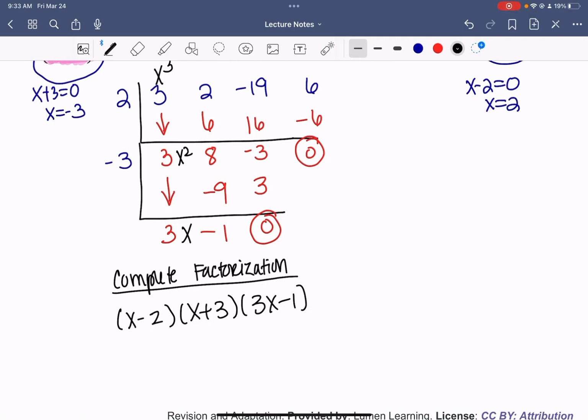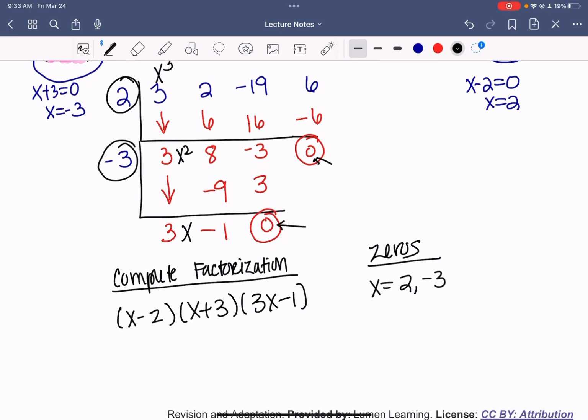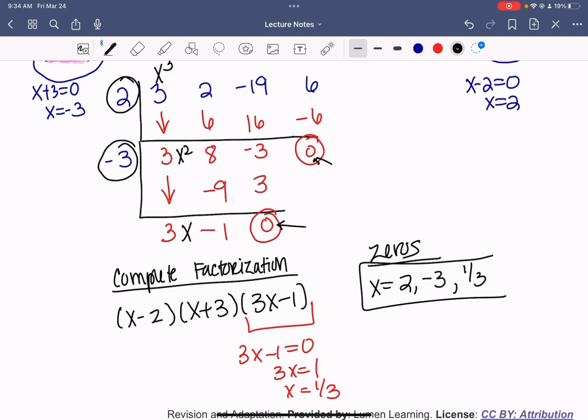Now, if they ask me, what are the zeros? Well, your zeros come from here and here, this 2 and negative 3, because they gave you a 0 on the remainder. So x is equal to 2, negative 3, and then to find that last one, you're going to take this result here, 3x minus 1, and set it equal to 0. So that gives me 1/3 for that remaining zero.